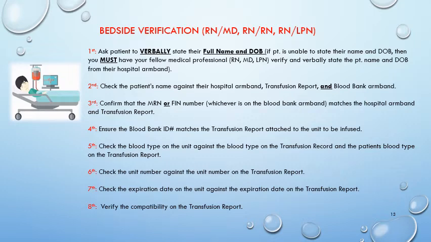Next, you need to check the patient's name against their hospital armband, the transfusion report, and the blood bank armband. Then you need to confirm that the MRN or FIN number, whichever is on the blood bank armband, matches the hospital armband and the transfusion report. Then you need to make sure that the blood bank ID matches the transfusion report attached to the unit to be infused. From there, you need to check the blood type on the unit against the blood type on the transfusion record and the patient's blood type on the transfusion report.